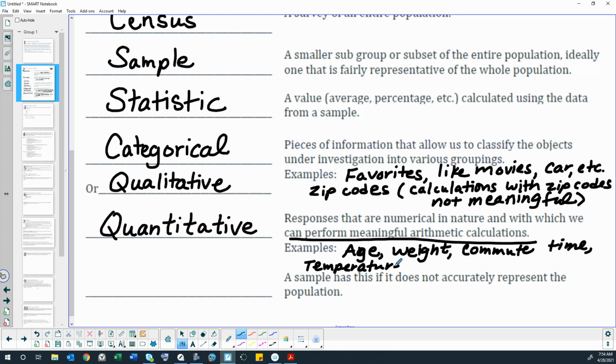Any other ideas you can think of you want to add to this list? I mean, there's a million different things we could collect number data for, right? And then calculate averages and things like that.